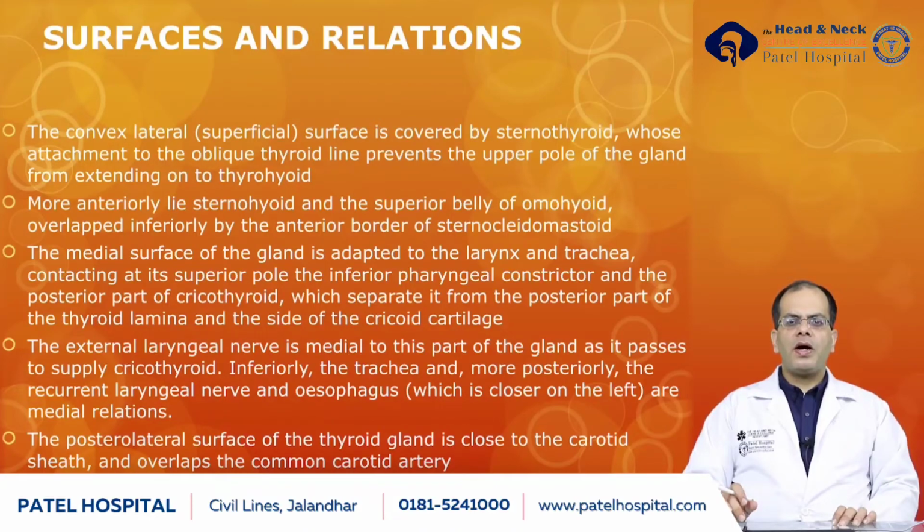More anteriorly the sternohyoid, as we talked about, and the superior belly of omohyoid cover the thyroid. The superior belly of omohyoid is typically not encountered in a thyroid which is not very grossly enlarged, but in grossly enlarged thyroids it ends up being a landmark that you need to trace. The superior laryngeal nerve has an external branch which is medial to this part of the gland as it passes to supply the cricothyroid muscle. The cricothyroid muscle is the tensor of the vocal fold, and that is the area where we are concerned.